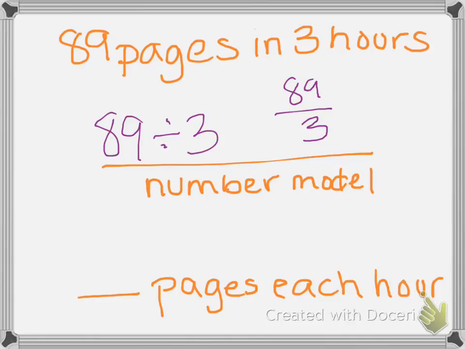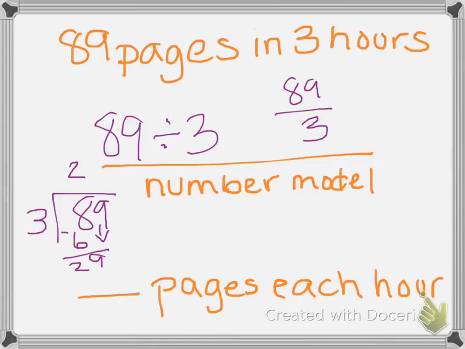So now we have to actually divide. We have 89 and 3. 3 goes into 8 2 times. 2 times 3 is 6. Subtract, it's 2. Bring down the 9. 3 goes into 29 9 times. 9 times 3 is 27. Subtract, we have 2.